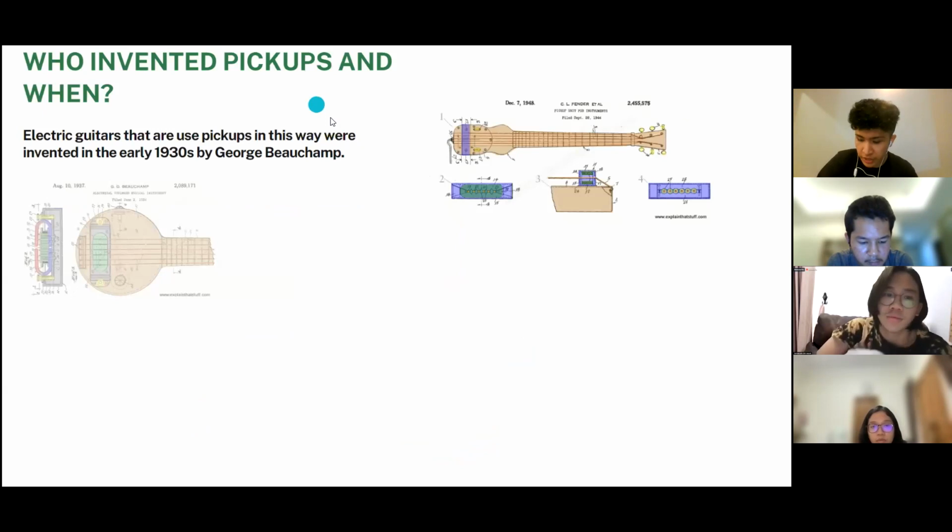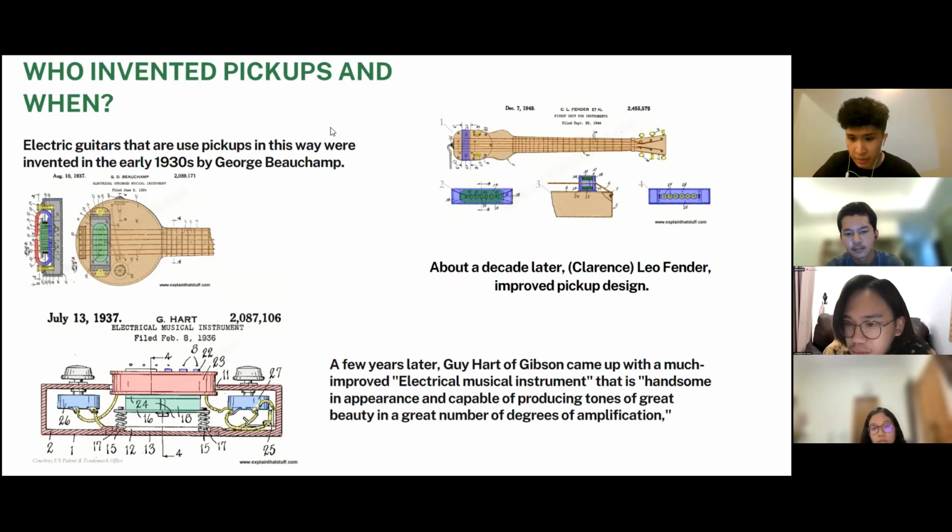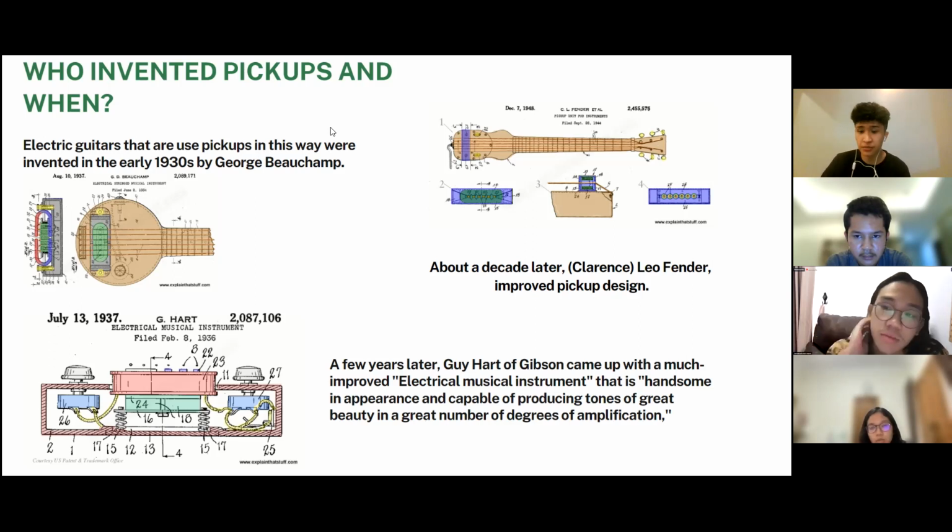Okay, who invented pickups and when? So, electric guitars that use pickups in this way were invented in the early 1930s by George Bishop. A few years later, Guy Hart of Gibson came up with a much improved electrical musical instrument that is handsome in appearance and capable of producing tones of great beauty in a great number of degrees of amplification. About a decade later, Clarence Leo Fender improved the pickup design.